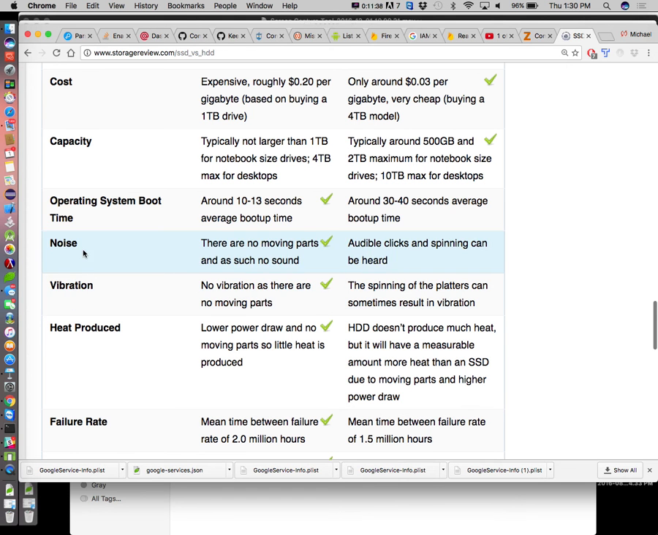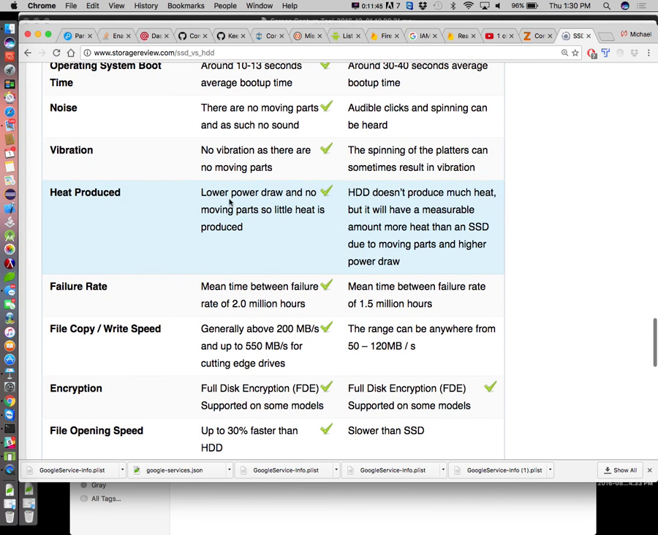So, you know, we can also talk about noise. There are no moving parts with a solid state drive, so you don't hear clicking and that kind of stuff. No vibration, no moving parts. The heat produced, these draw a lot less power. Solid state drives draw less power anyway, so it costs you less to run them, which means you have longer battery life with them. And with less power coming in means less heat given off, typically. I mean, that makes sense, right? And then there's a whole lot of pluses to solid state drives except for maximum capacity and cost, right?